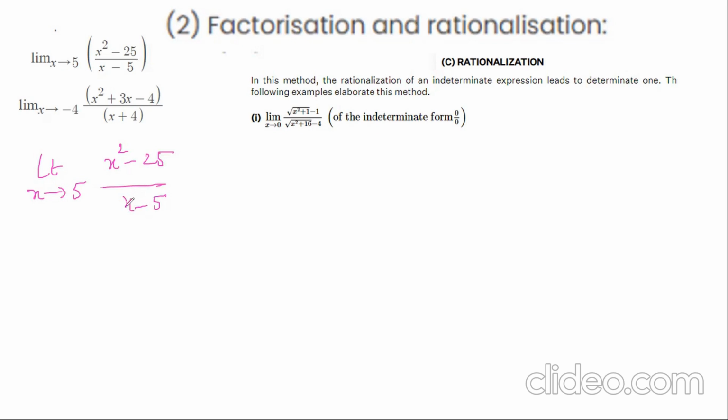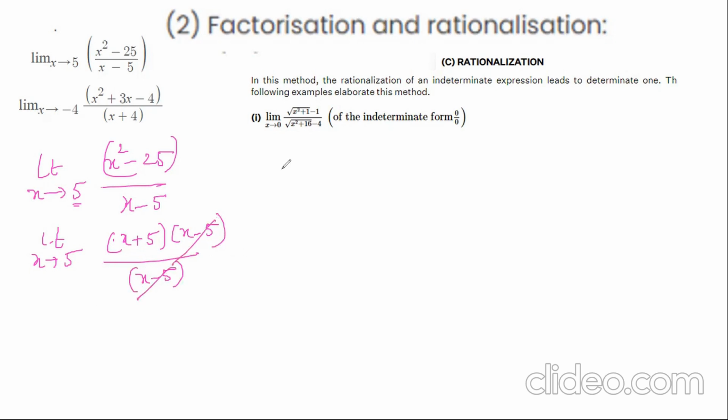Yes, now you see here, as x tends to 5, because you got 0 by 0 form, you definitely have to factorize either the numerator or the denominator, right? So which one are we going to factorize? By observing this numerator, you get an idea of the algebraic rule a square minus b square, so we can write it as (x plus 5) into (x minus 5). Any doubt in this? No doubt, very good. So x minus 5 cancels.